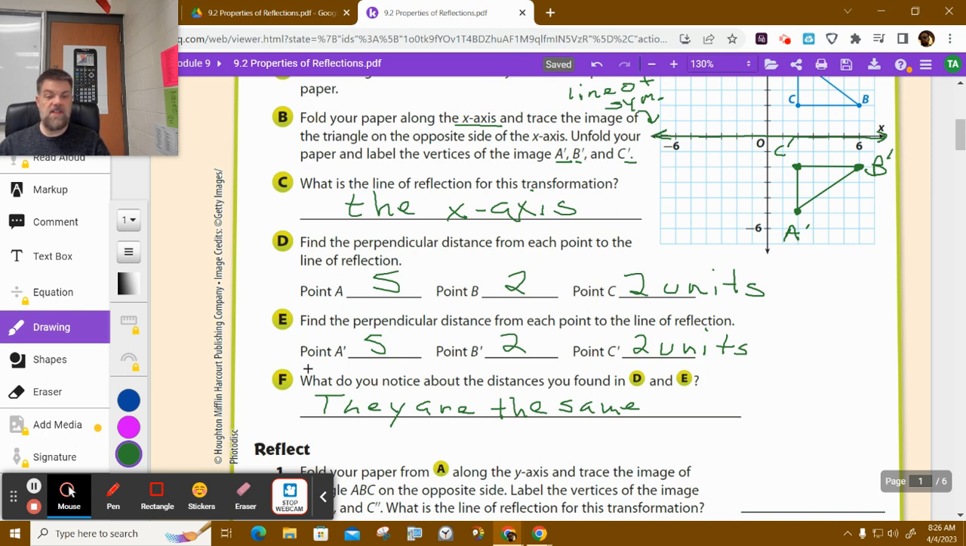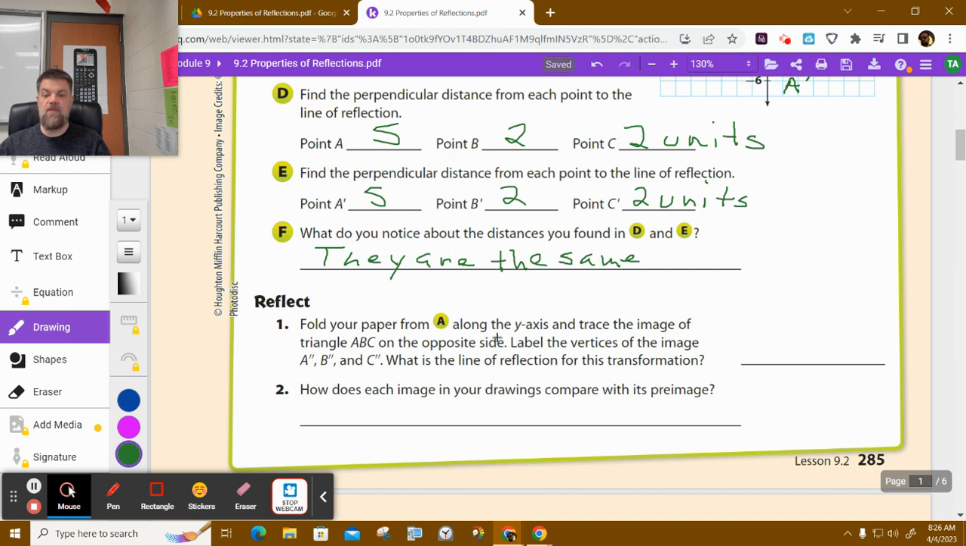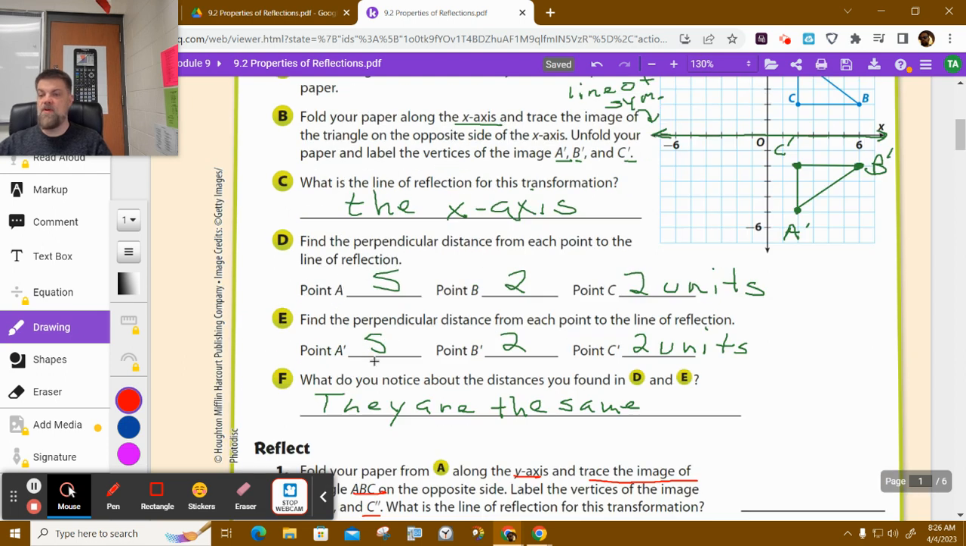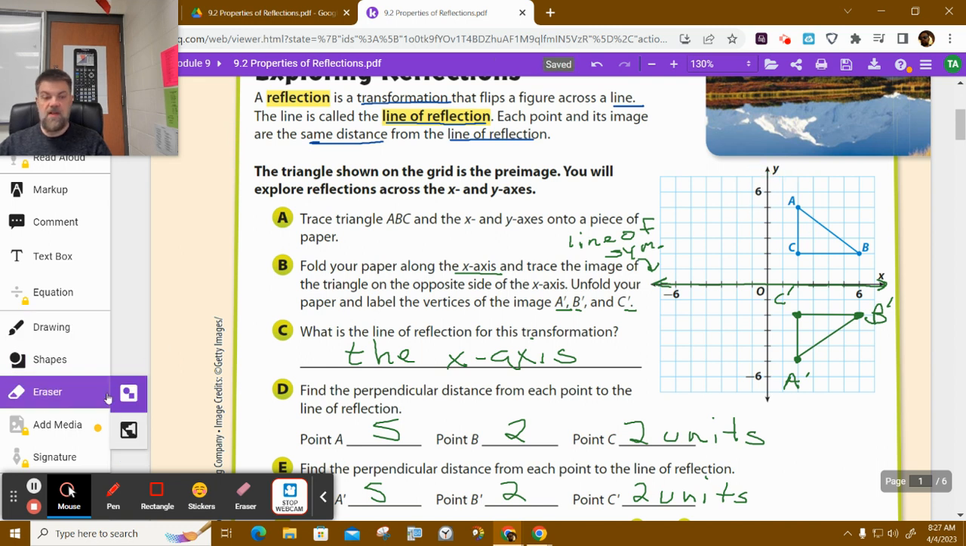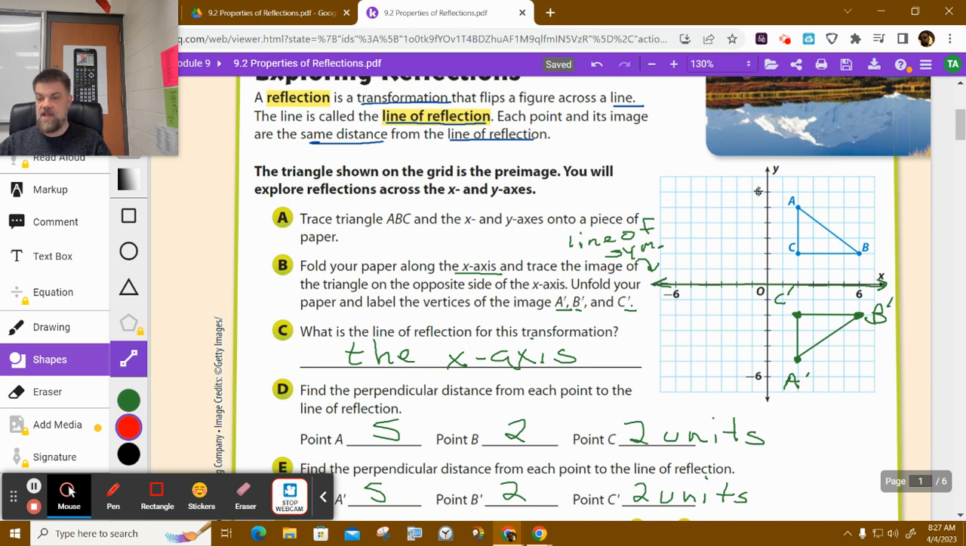And then for reflection question 1, it says, now fold your paper along the y-axis. Oh, let's change colors. We'll do red. So now we're going to fold along the y-axis and trace the images of A, B, C, and do A double prime, B double prime, C double prime. Okay. So now we're going to go back up here. So we're going to draw this across. Well, let me do a better job with that. So now my line of symmetry is the y-axis, so we're going to reflect about the y-axis.